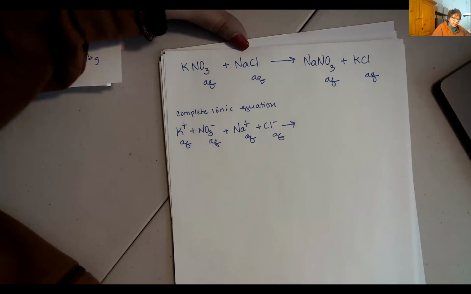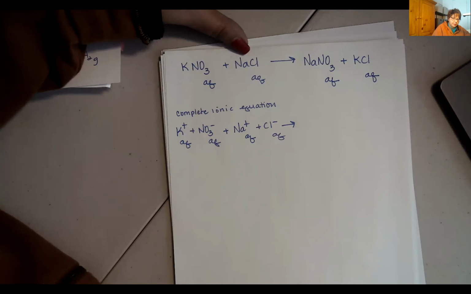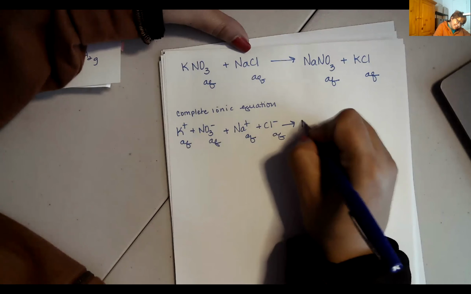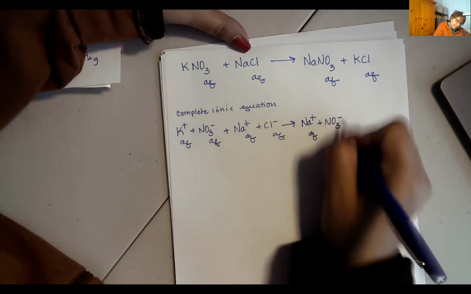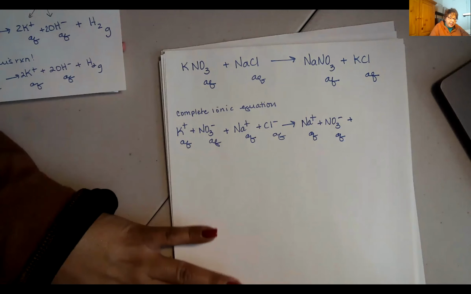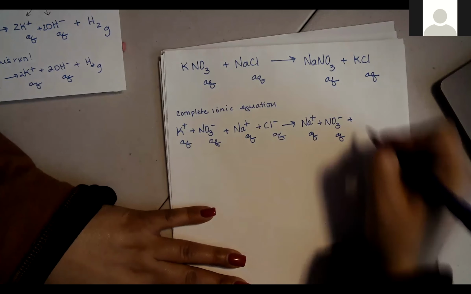All right, now I come to the product side, sodium nitrate. Do I write that as ions, yes or no? Yes. How do you know, Gage? Because it's aqueous. Good job. And the last one, potassium chloride. Do I write it as ions, yes or no? Yes, because it's aqueous. Good job.